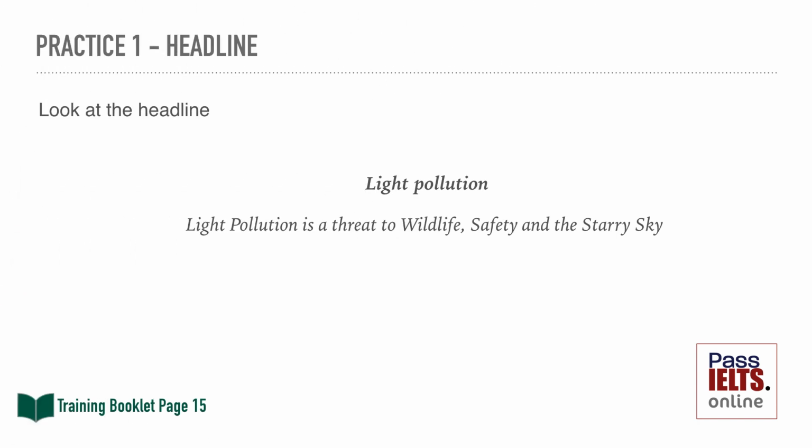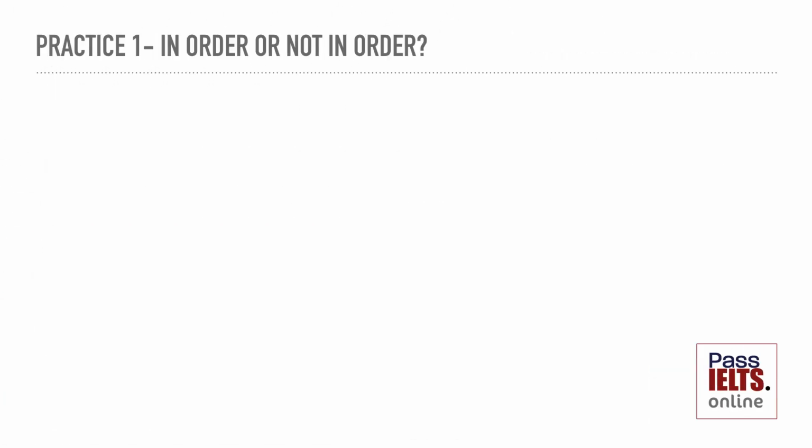Now you have time to practice with my help. First, let's look at the headline on Lesson 3, Practice 1 in your training booklet. I'll give you a little bit of time to look at the headline. Okay, so this headline is about light pollution, so the effects light has on the environment. Now you need to know if the questions are in order or not, and in this case they are in order. As I said, you just need to learn this information.